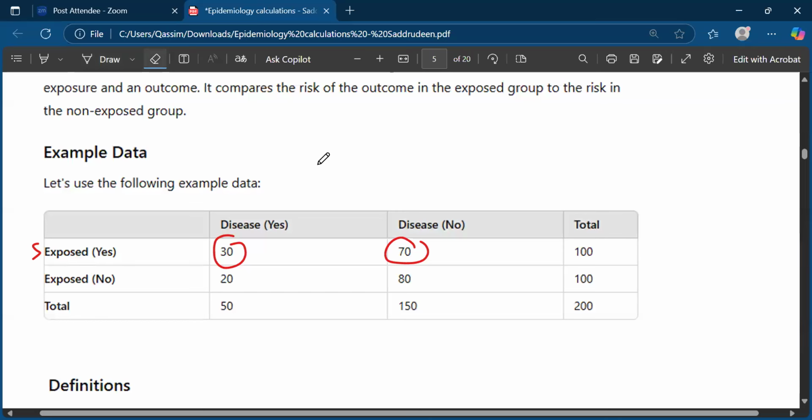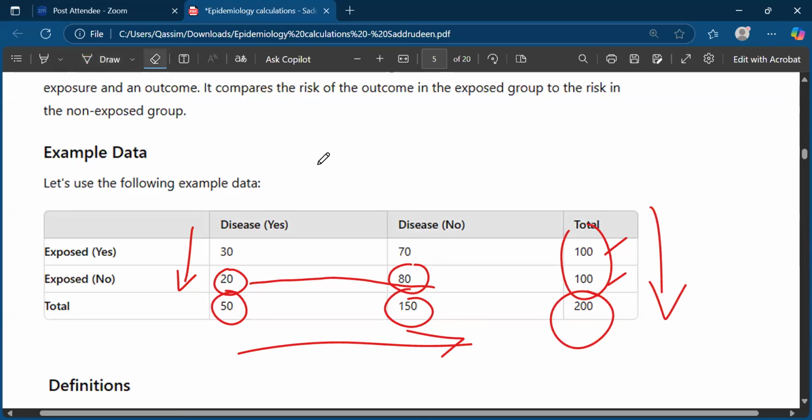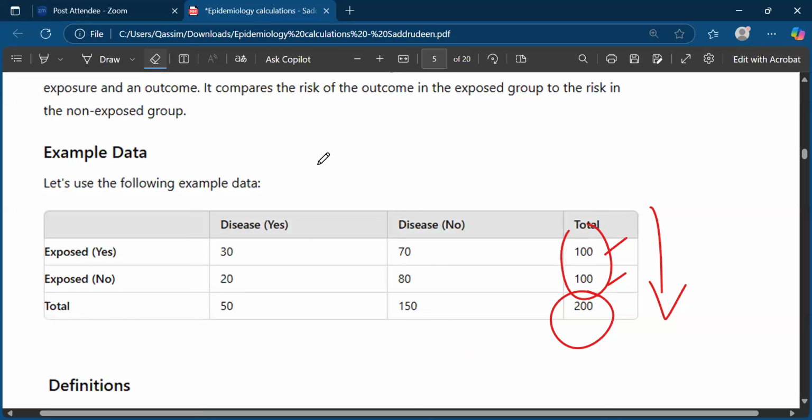Then down here, we have the people who are not exposed. You see this row here? This row is people who are not exposed. So we have this 20. They have not been exposed to maybe secondhand smoke, but they still got lung cancer. And here, we have people who have no exposure to smoke and also do not have the disease. So the total here, 20 plus 80, is 100. Then if you calculate the column totals, 30 plus 20, you get 50. 70 plus 80, you get 150. And the grand total is the sum of what is going across and down. You find 200 is the total study population. That is basically how you draw your table.